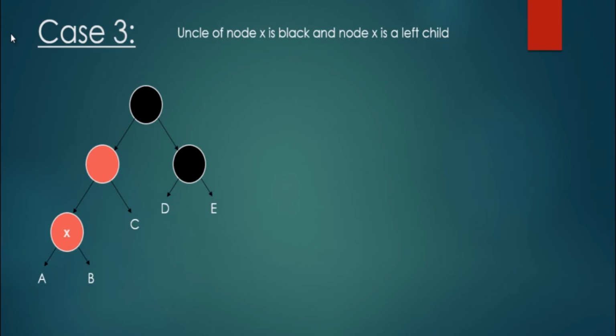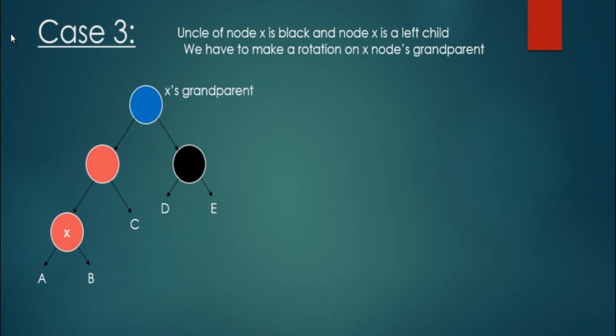Okay, case 3 is when the uncle of node X is a black node and node X is a left child. In case 2, the node X was a right child. Now it is a left child. And this is the uncle, of course. And here we have to make a rotation on the X node's grandparent. The grandparent now is the root node. The grandparent, of course, is the given node's parent's parent.